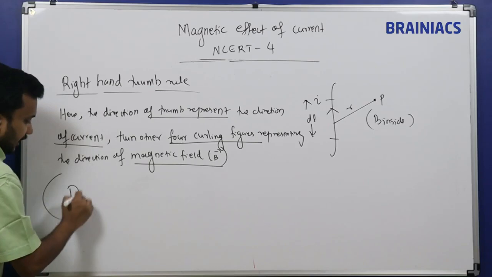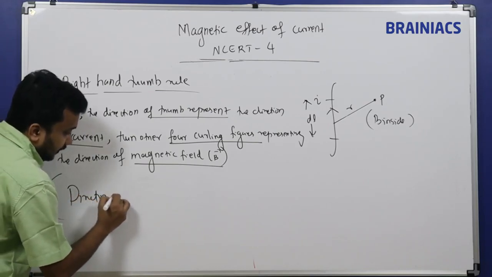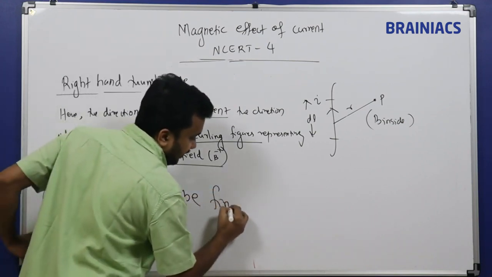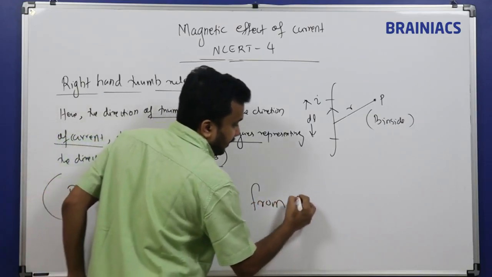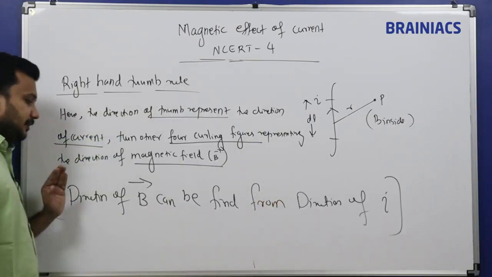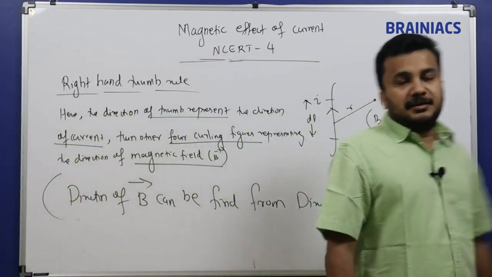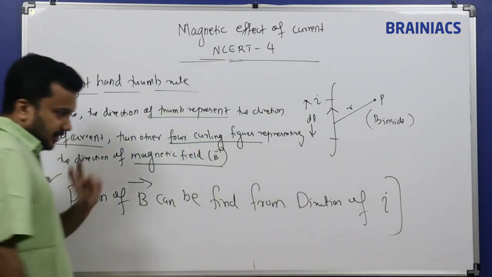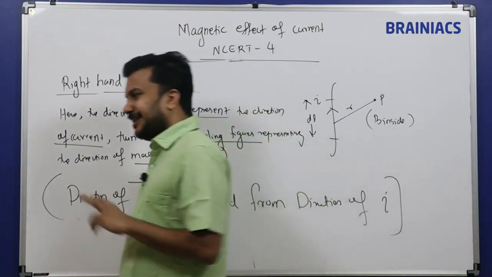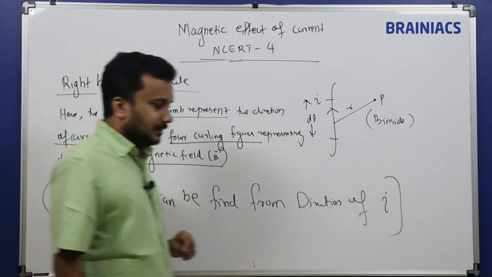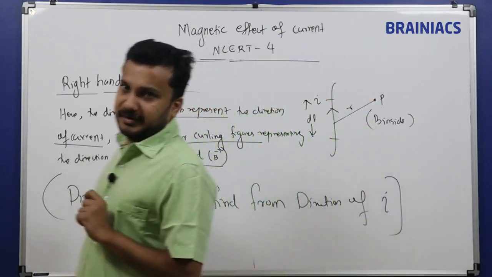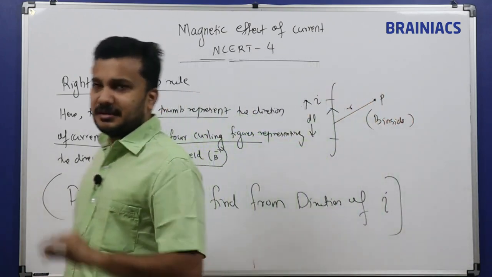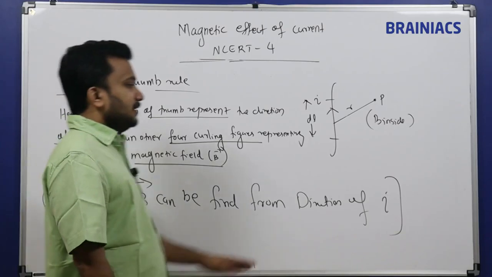So in short, I am writing, this is important: the direction of B can be found from the direction of I. I is not a scalar quantity actually, and it is not a vector quantity. It is a mix of scalar and vector, and that is called a tensor quantity. That is not in the syllabus, but just understand it's neither a vector nor a scalar quantity.